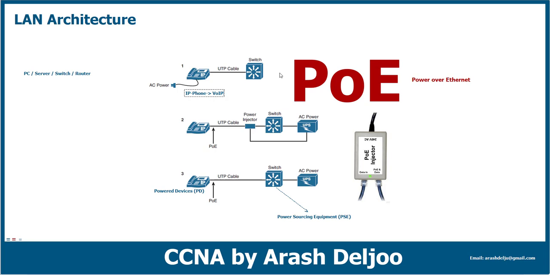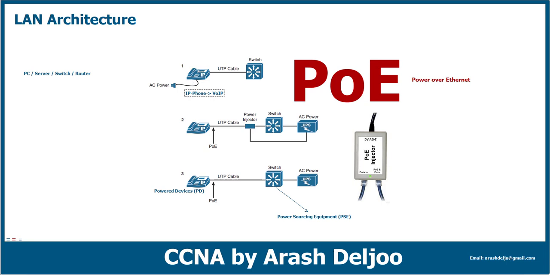An IP phone needs power, you know it. How can we supply the power of the IP phone? It's so easy. You can use the AC power, okay? Here we have one adapter, and with this adapter, you can convert the AC to DC, okay? And finally, we have the power of the IP phone.